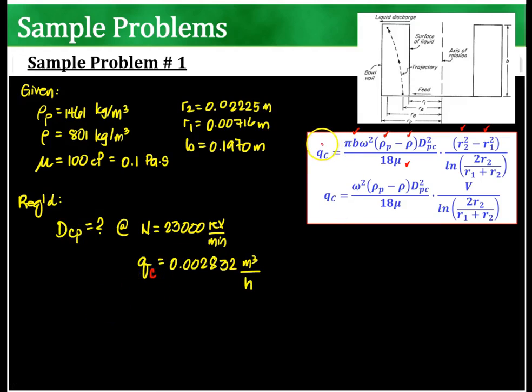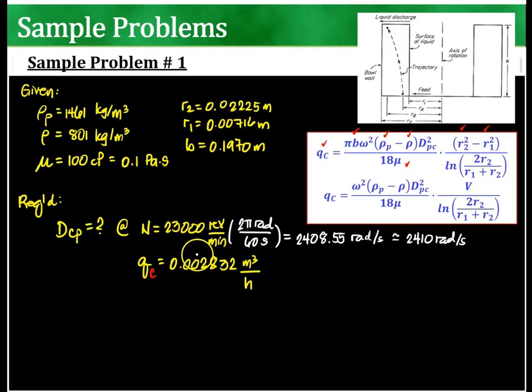So you're already given this one. All we have to do is plug in everything. So let's just convert first those things that can be converted. Revolutions per minute: 1 rev is 2 pi rad over 60 seconds. This one would be 2408.55 rad per second, or let's just use 2410 rad per second.